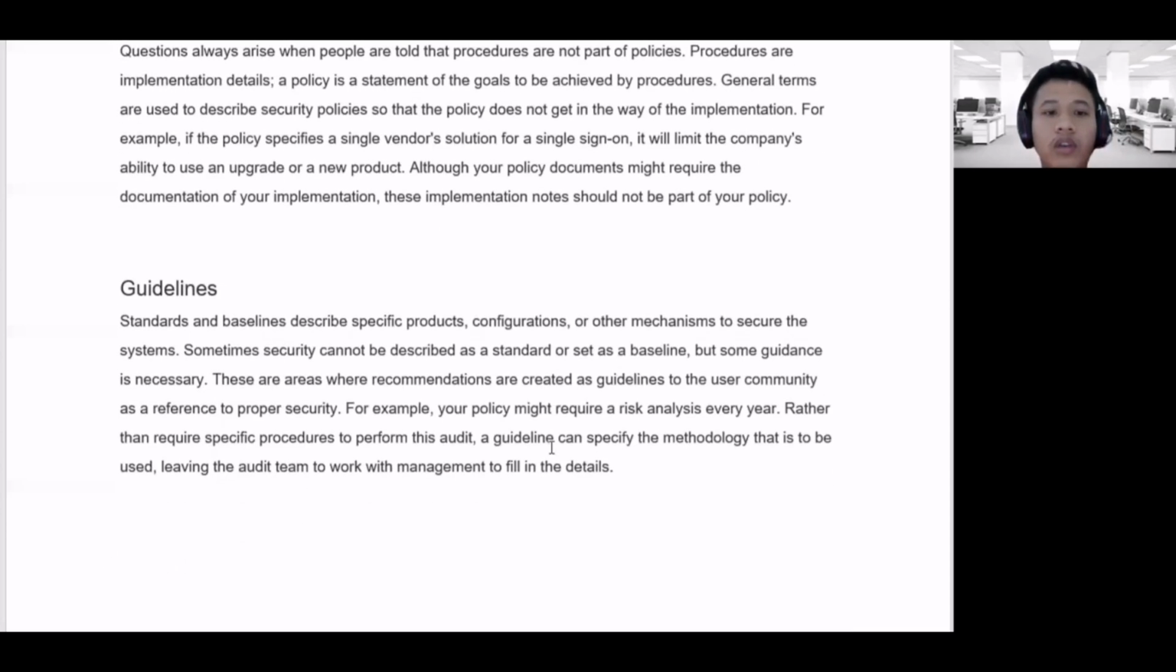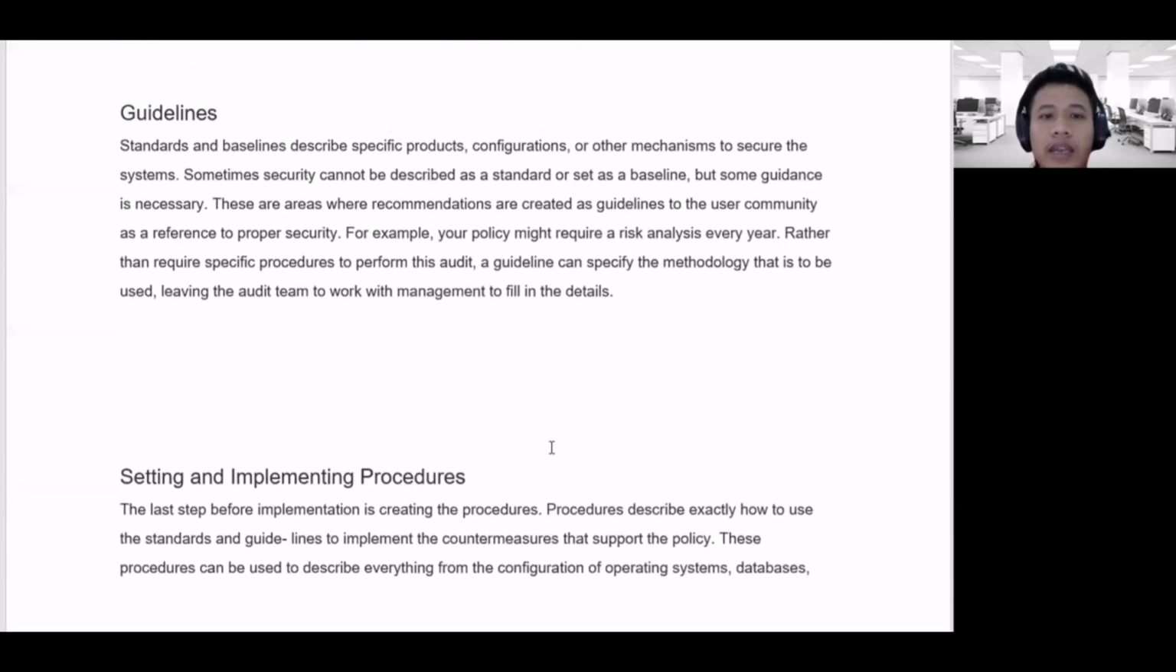About guidelines, a standard baseline describes specific products, configurations, or other mechanisms to secure the system. Sometimes security cannot be described as a standard or set as a baseline, but some guidance is necessary. Guidelines are more like a guide, the guidance from the network security. It is like a person that will guide you.